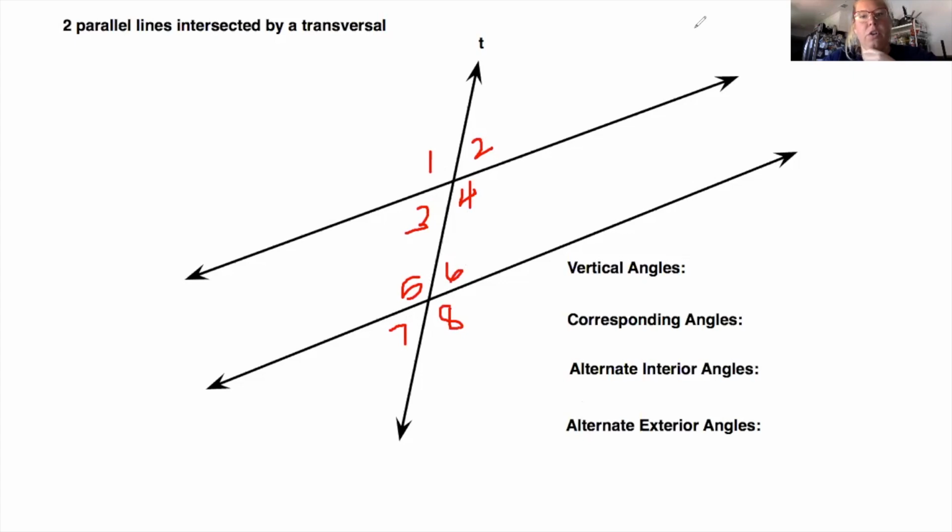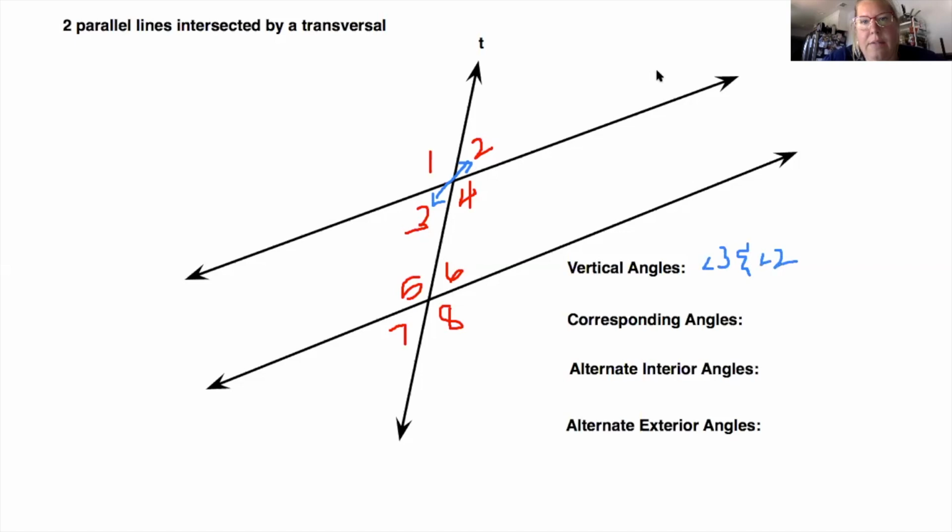Now, vertical angles are angles that are directly across from one another, right? So 3 and 2 are vertical angles. Okay, so angle 3 and angle 2. That's not to say angle 1 and angle 4 aren't vertical also, or 7 and 6 and 5 and 8.